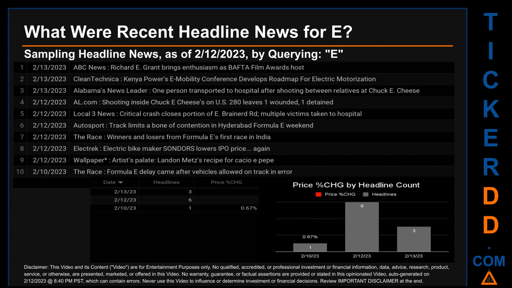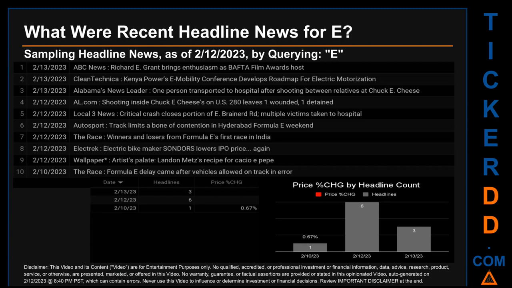The latest publication was Monday, February 13, 2023, when there were 3 found headlines. ABC News published the headline that read, Richard E. Grant brings enthusiasm as BAFTA Film Awards host. Clean Technica published the headline that read, Kenya Powers E-Mobility Conference develops roadmap for electric motorization. Alabama's News Leader published the headline that read, One person transported to hospital after shooting between relatives at Chuck E.